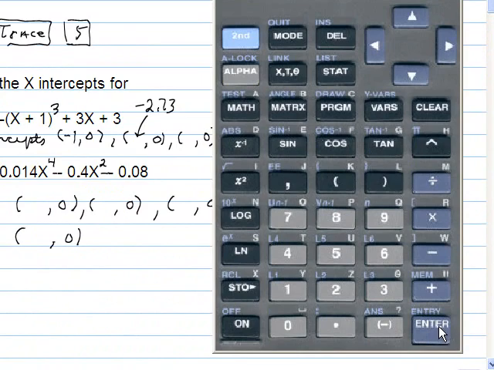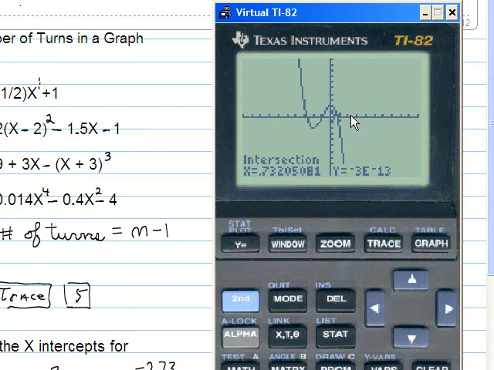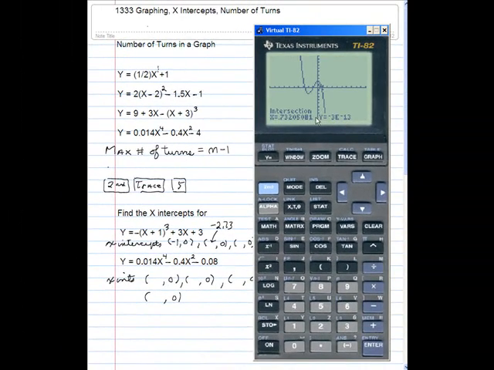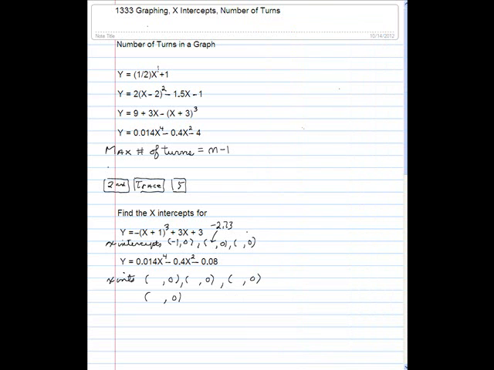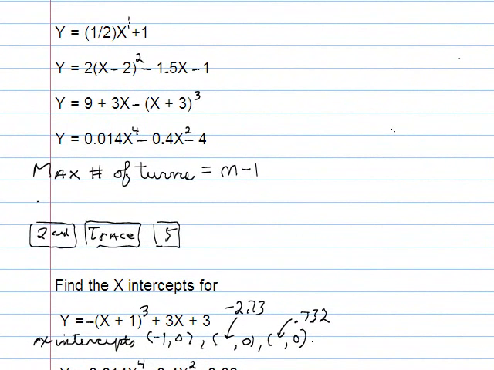And bingo, it calculates the point of intersection between the x-axis and the curve. Now, this E negative 13 just means this thing starts off 0.00000. So it didn't give me a perfect 0, but it's so close to perfect. It leads with 12 zeros. So that's perfectly good. And 0.732 is our last x-intercept. So let me get rid of my calculator so I can put that in the box. Right there is 0.732. I just didn't leave myself enough room to get those in there.